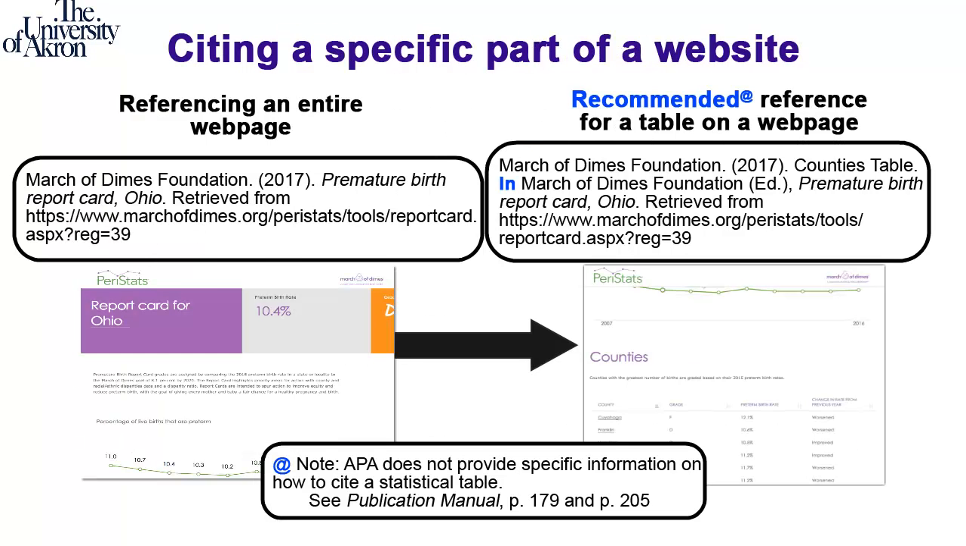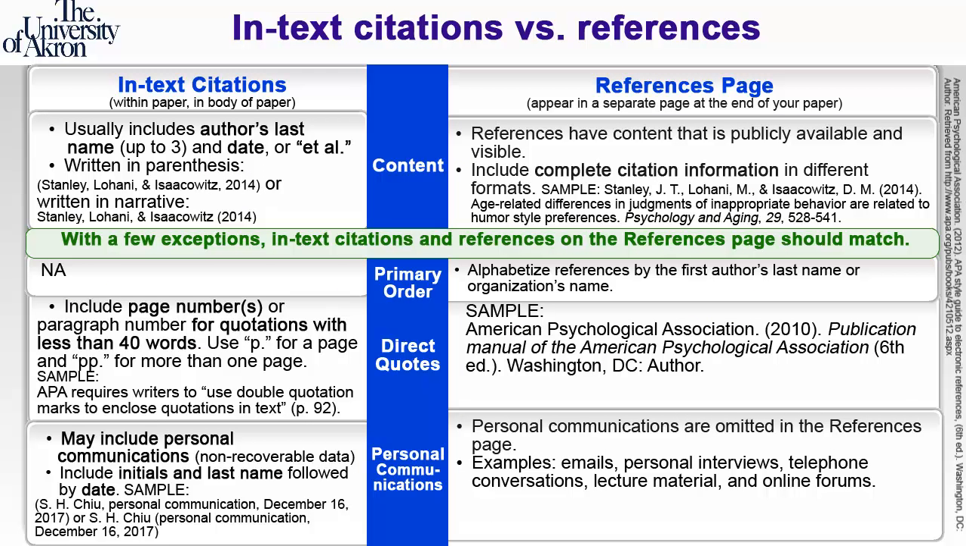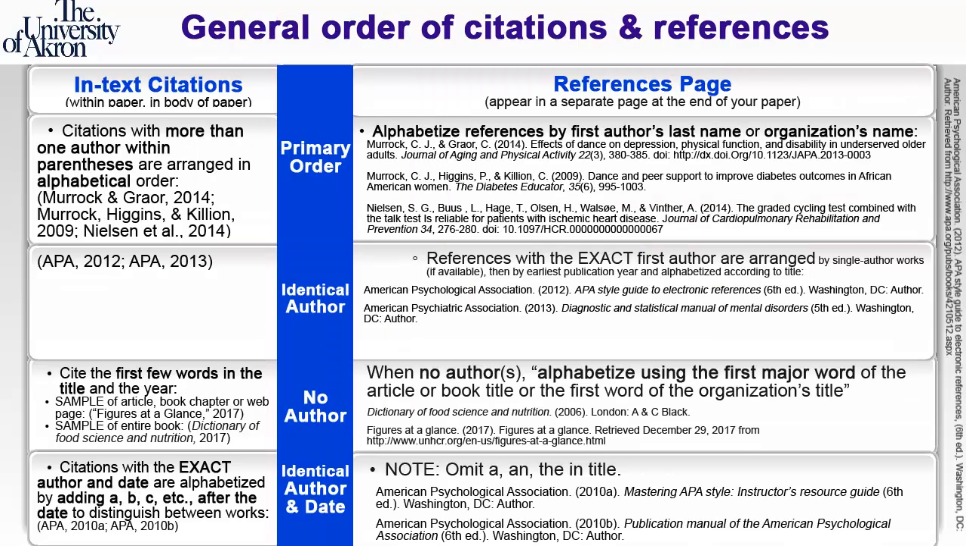When citing statistics or facts, we may need to cite specific parts of a web page like a table. Remember that in-text citations should match the references on the references page. One exception is personal communications, which are cited in the text only. Remember the differences in placement and order of citations in the text and in the references page.